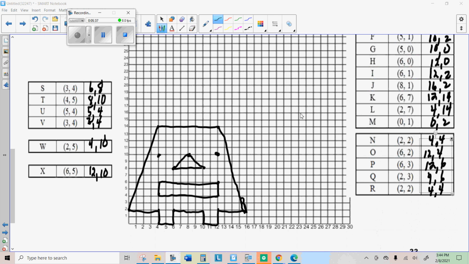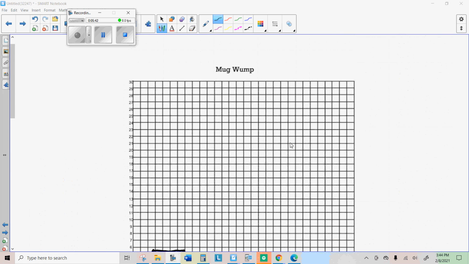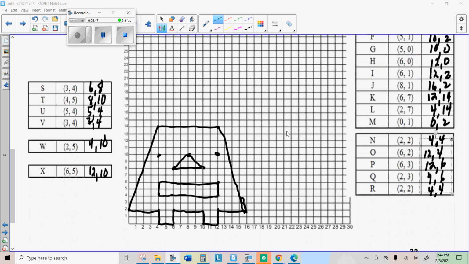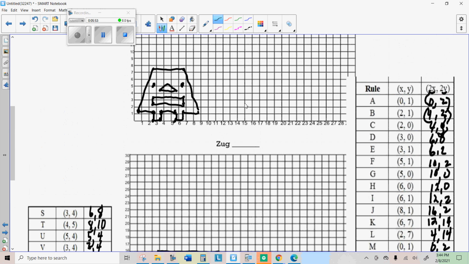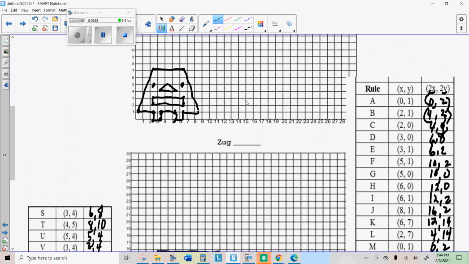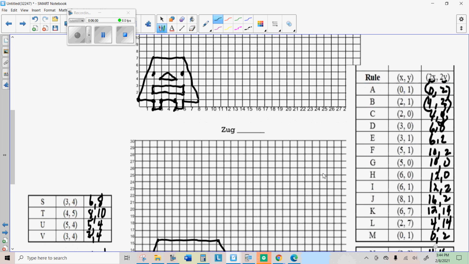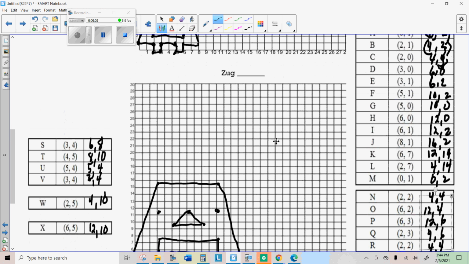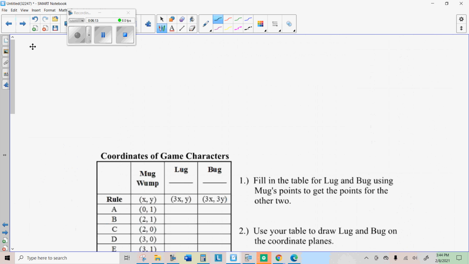All right, so if you graphed it correctly, this is what Zug looks like. Now, what we want to know is, is Zug a WUMP? He's a WUMP if he is similar to the original. In other words, is his ratio of height to width the same as the original? If it is, then he's a WUMP. Okay, I'll let you think about that for a second. We're going to move on to the next page.